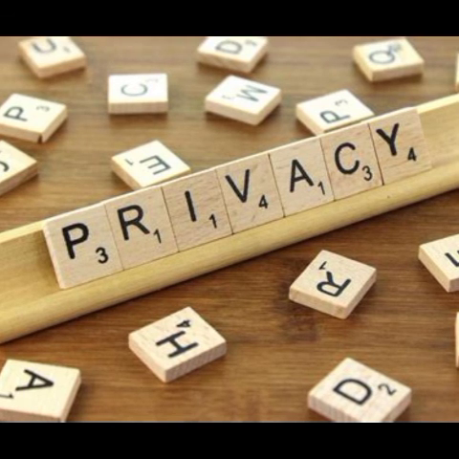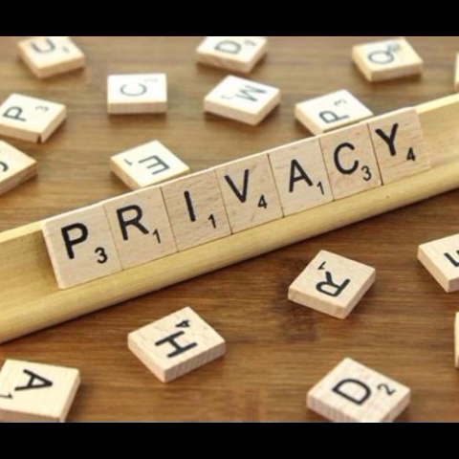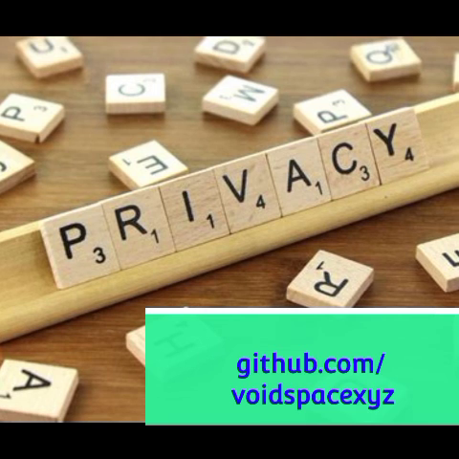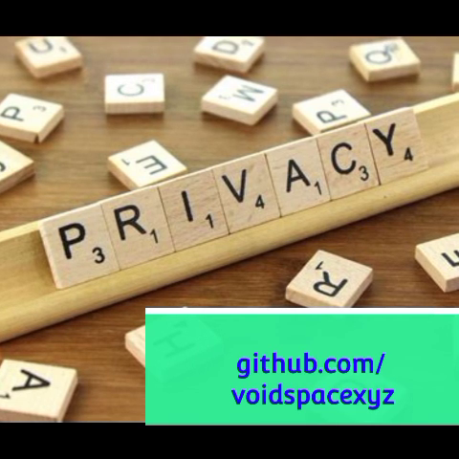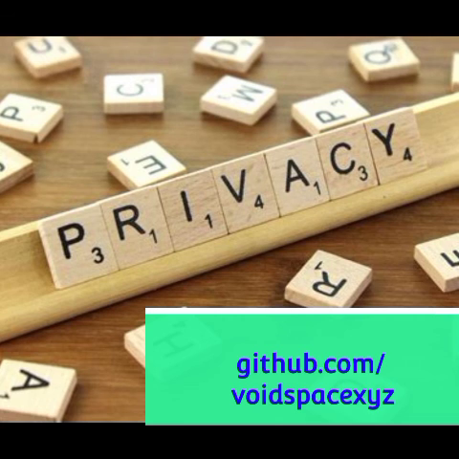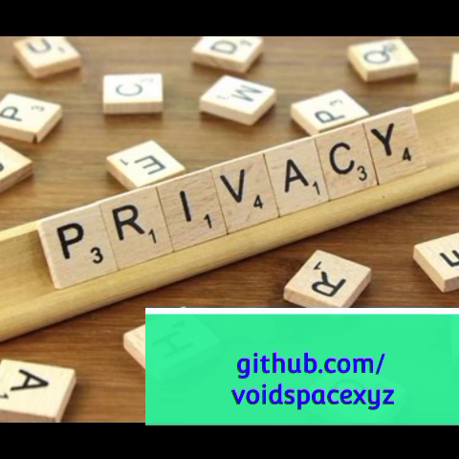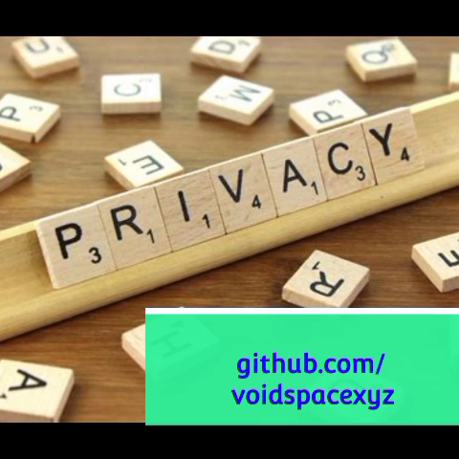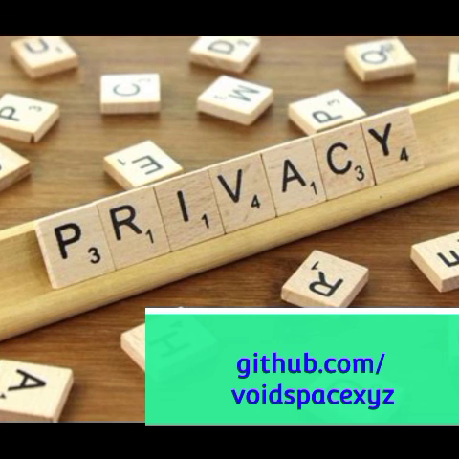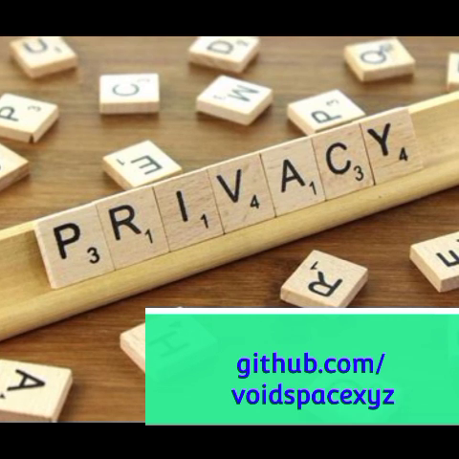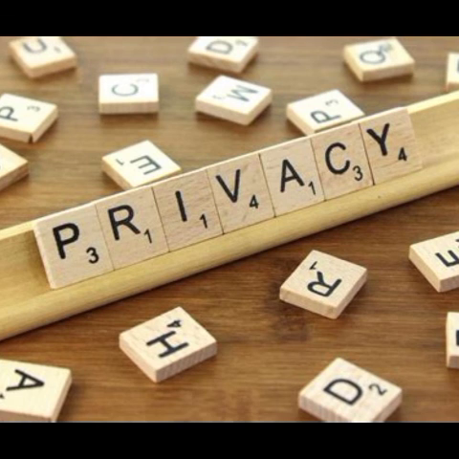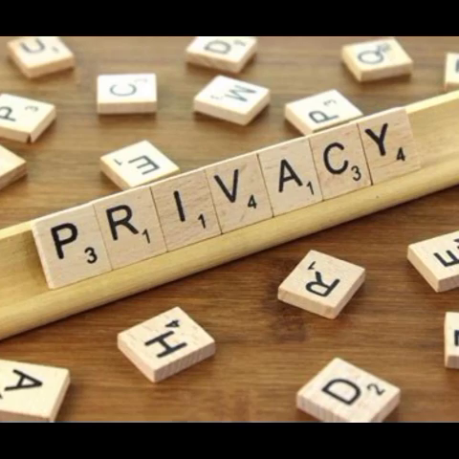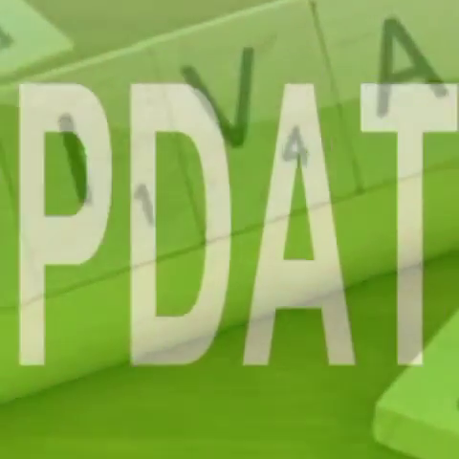If you want to know the list of all these URLs, you can go to github.com/voidspace.xyz. If you open this link, you will find a link called Amnesty NSO, click on that, and there you will have the list of all the URLs used by the Pegasus spyware also. So take a copy of all of those URLs and also add it to your Blokada.